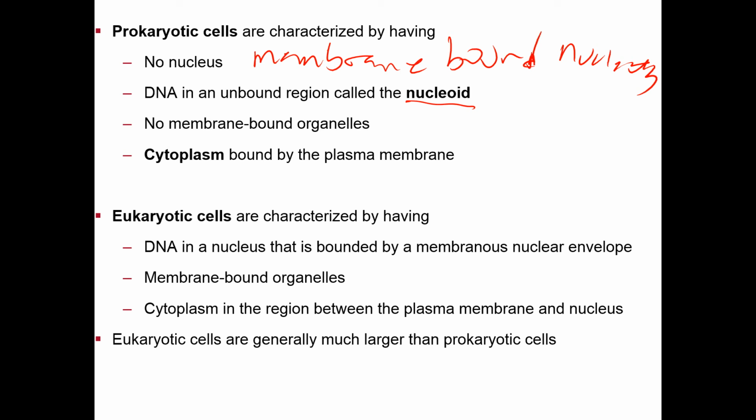Eukaryotic cells have a membrane-bound nucleus. Their nucleus has its own nuclear envelope. Basically you have the cell membrane, you have the cytoplasm, and then you have your nuclear envelope surrounding the nucleus of the cell. So it's its own little microenvironment. You have membrane-bound organelles. And eukaryotic cells generally are much larger than prokaryotic cells.